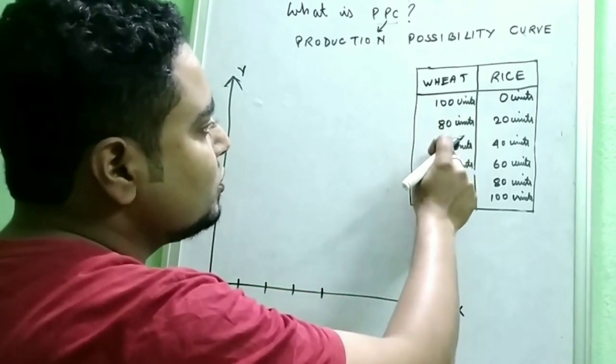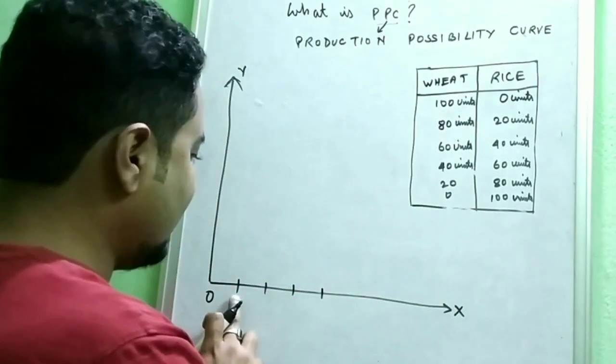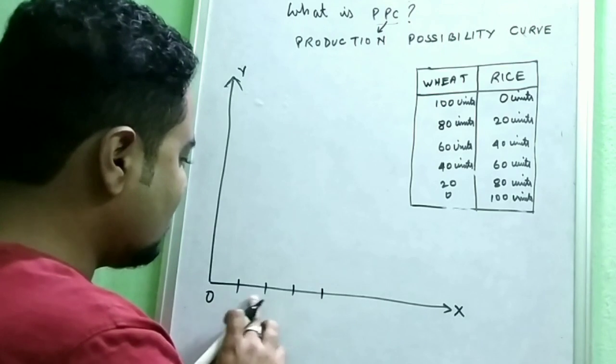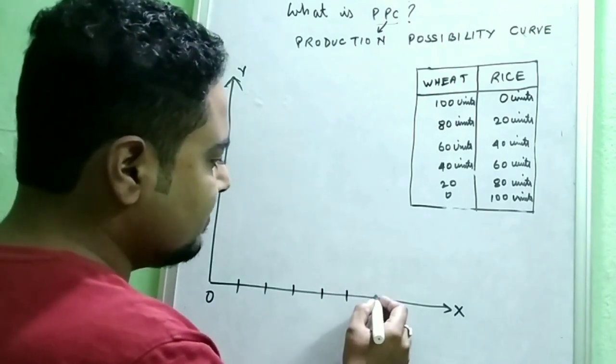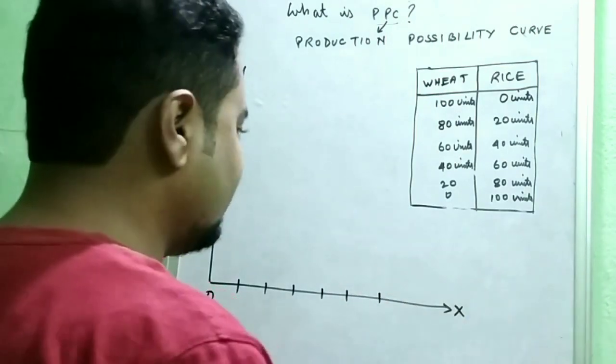First of all, 1, 2, 3, 4, 5, 6. We have 6 points. We will draw 6 equal distances: 1, 2, 3, 4, 5, 6. Let us leave all those points.